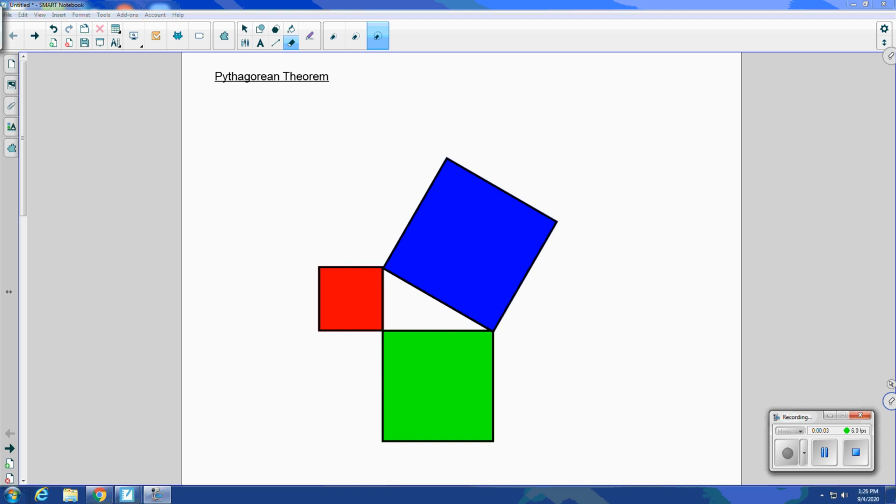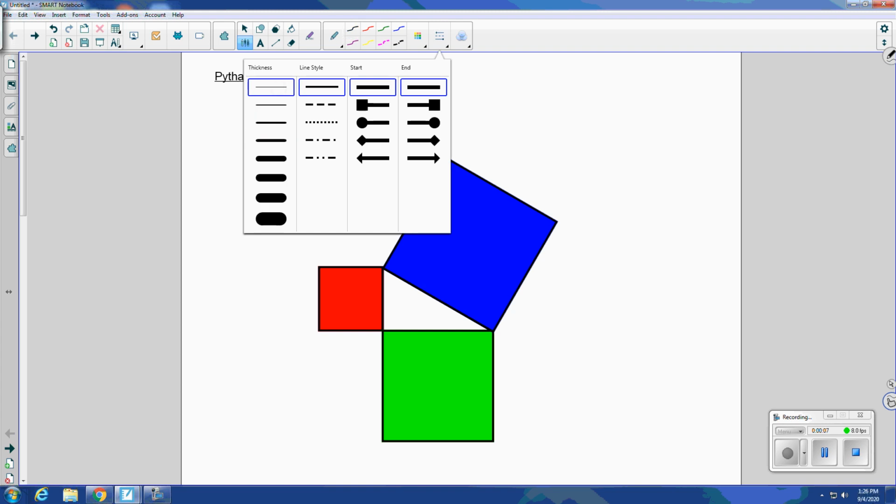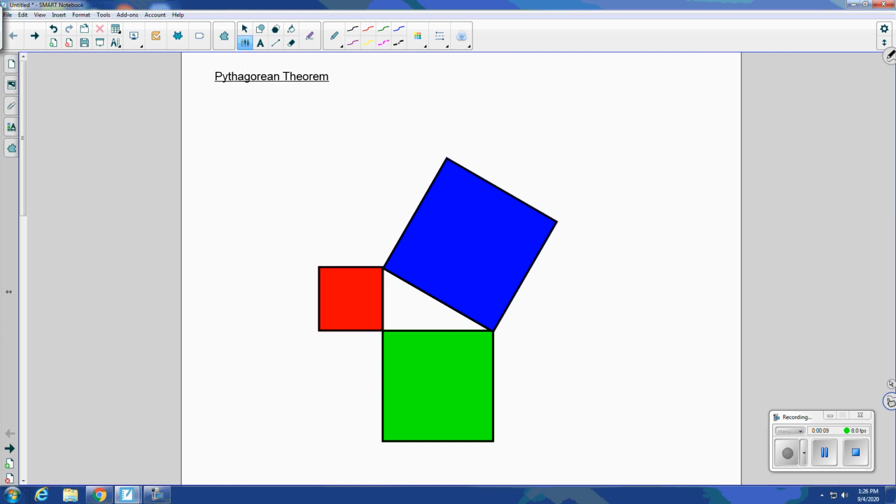This video will cover the Pythagorean theorem. As a refresher, or maybe an introduction for some of you, the Pythagorean theorem states the following: a squared plus b squared equals c squared. This gives us a relationship between the sides of a right triangle.